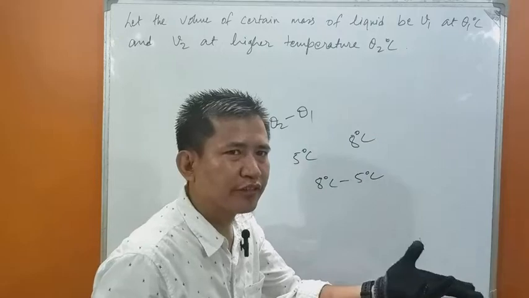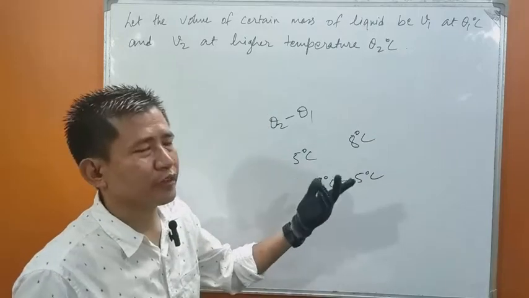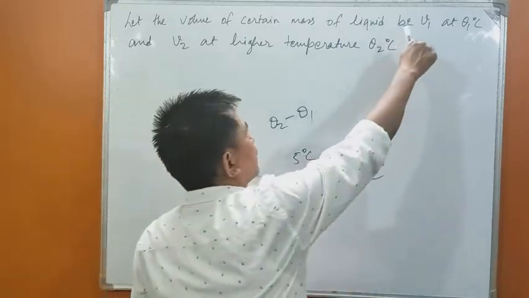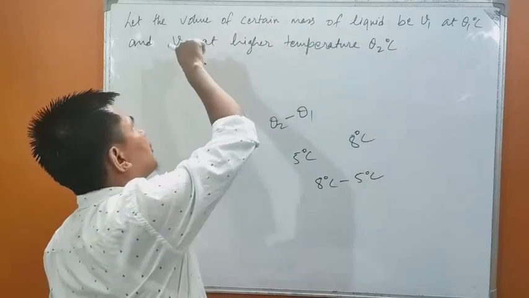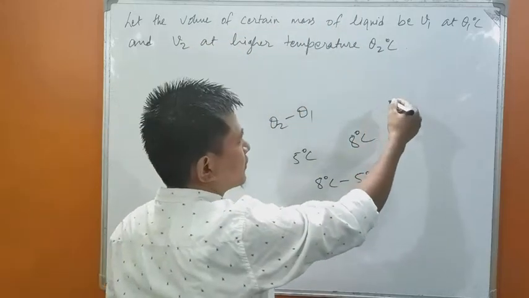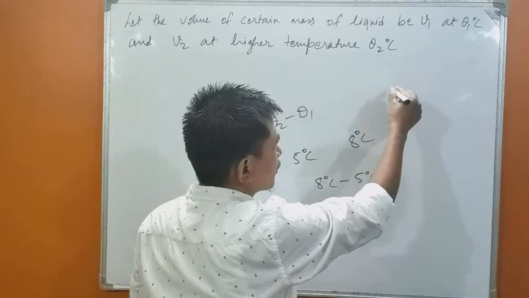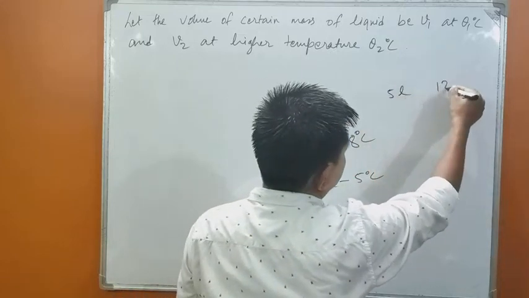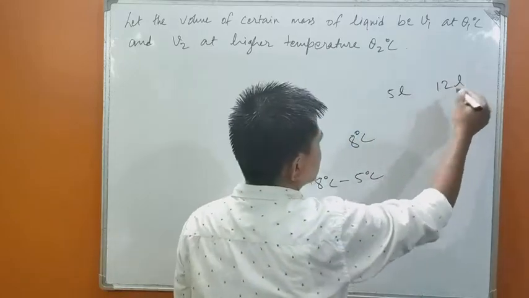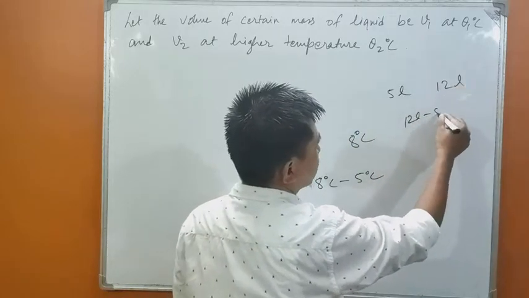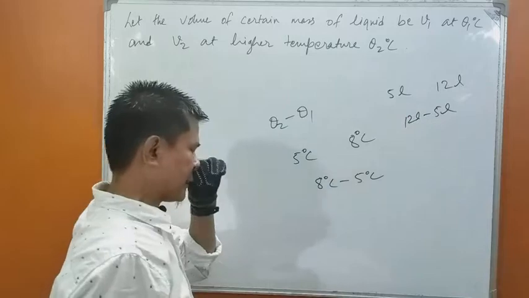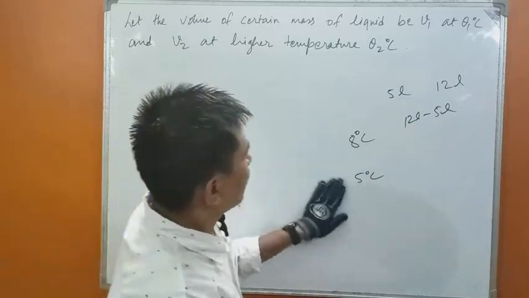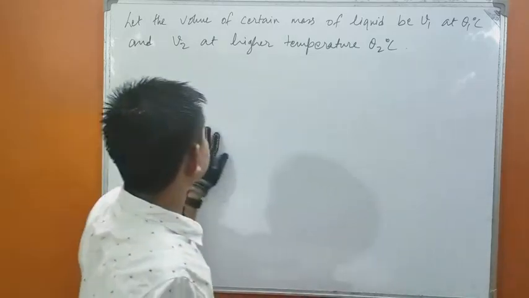When the temperature increases, the volume of the liquid also increases. That means V1 is lesser than V2 or V2 is greater than V1, isn't it? So, increase in volume. Suppose originally the volume was 5 liter, now the volume became 12 liter. So, the increase in volume is how much? 12 liter minus 5 liter, isn't it? That is 7 liter. We find the increase in this way. Okay, now let us begin.